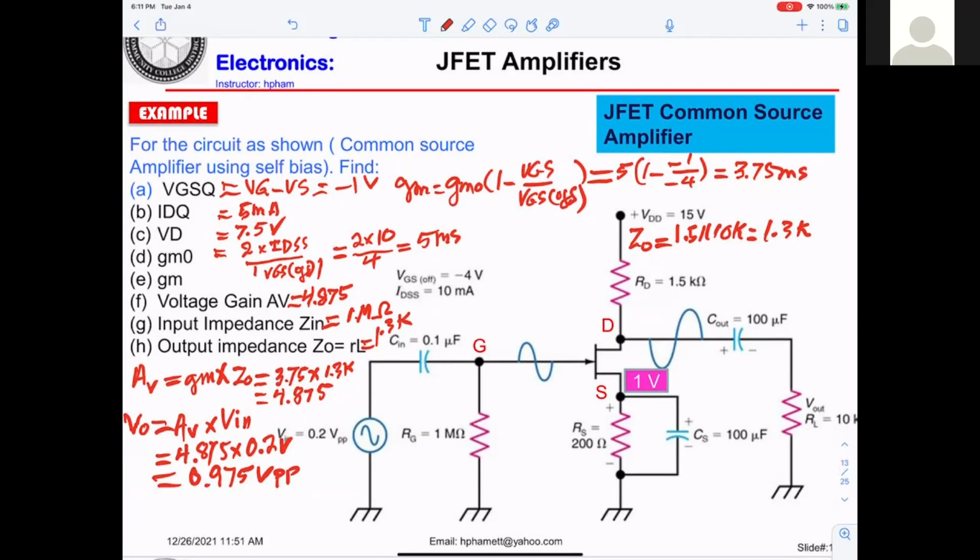Teacher, is B zero output, B output negative? Can you say again? What?